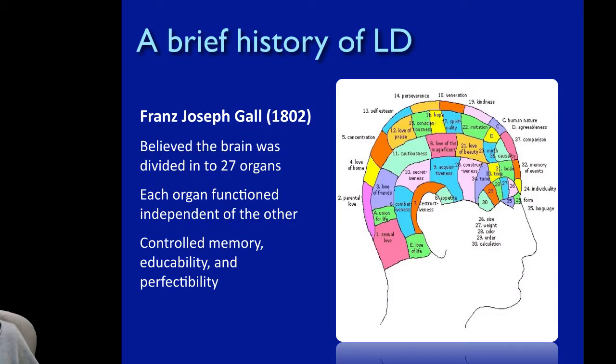There have been some unusual thoughts about how the brain works, dating back to Franz Joseph Gall's work in 1802. He believed that the brain was divided into 27 distinct organs and that each organ functioned independently of the other. That each of these organs was responsible for a different function like memory, educability, and perfectibility.